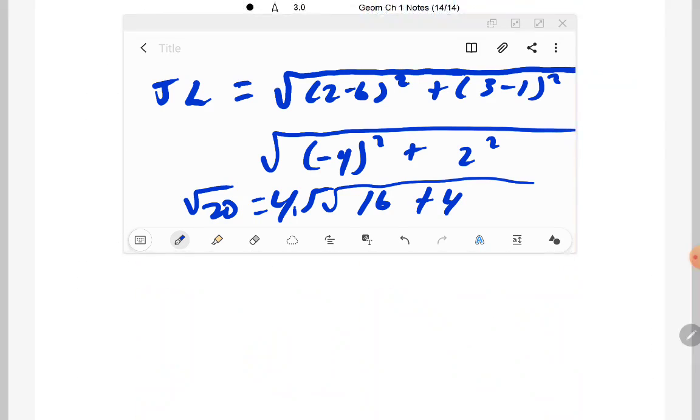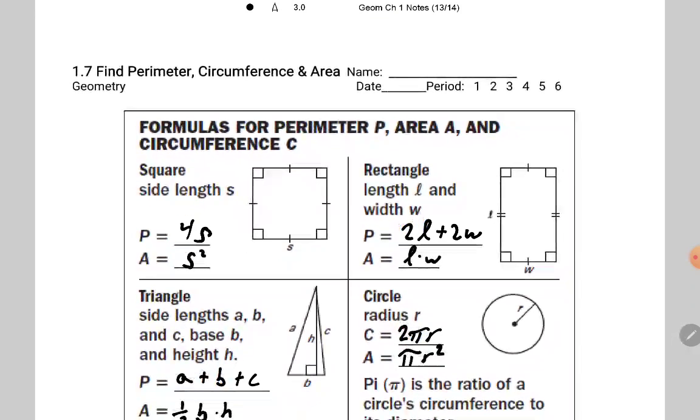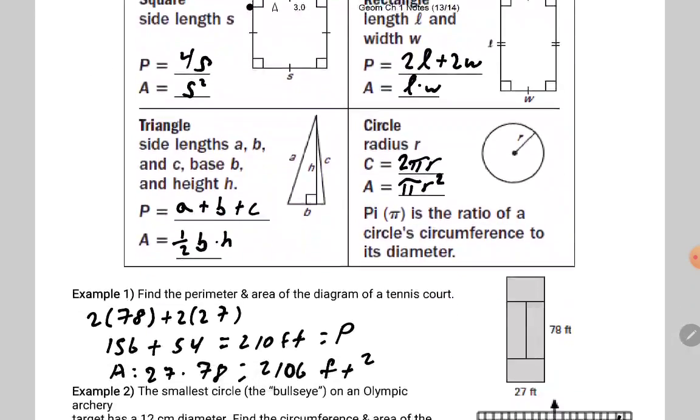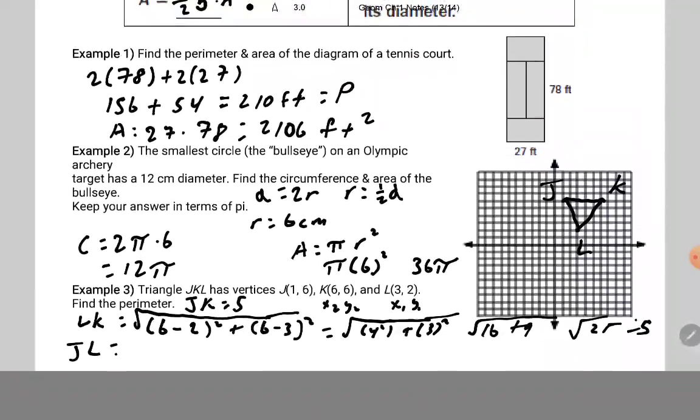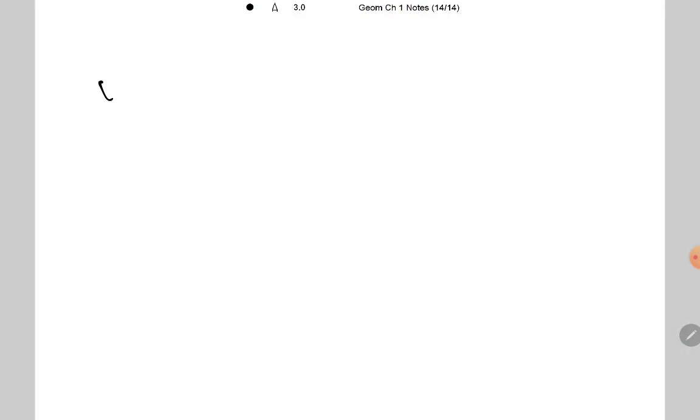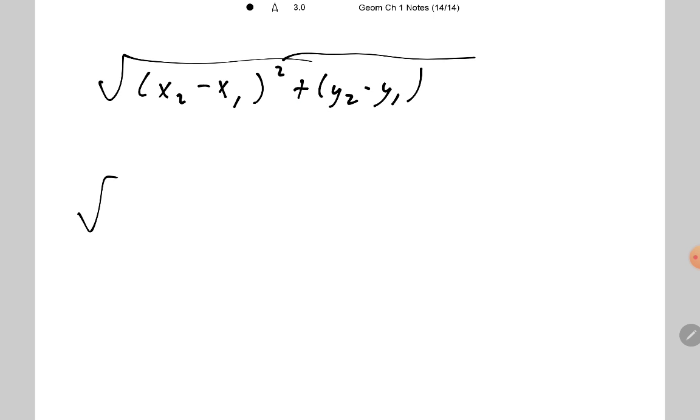Okay. I guess that's it. Remember the distance formula is, I think I messed up, but you can do it either way: x2 minus x1 squared plus y2 minus y1 squared. In the previous problem, I did it like this. I just swapped the x's and the y's, but it's okay.